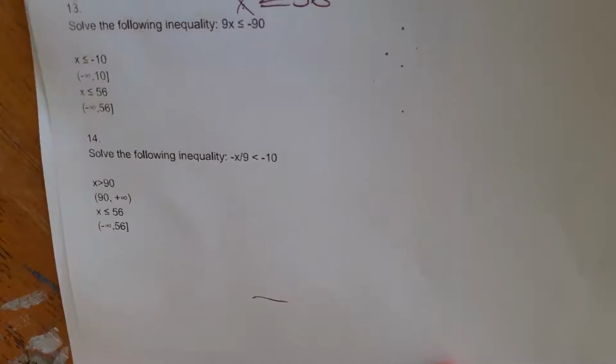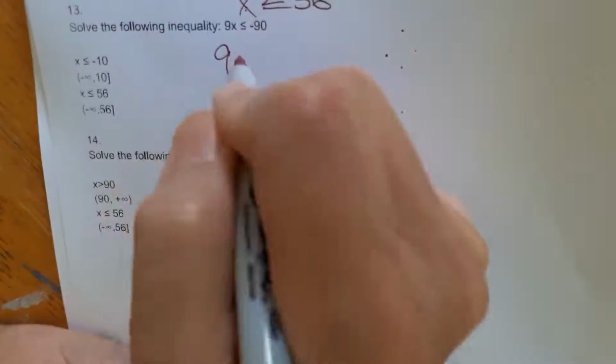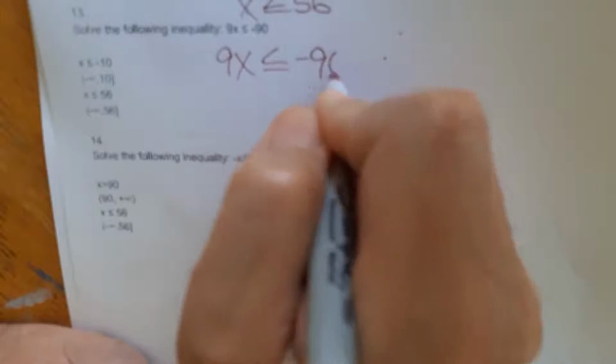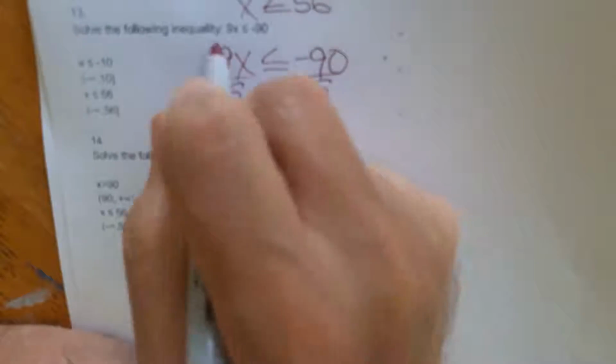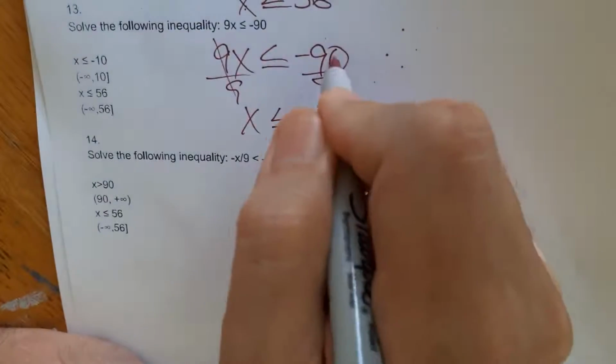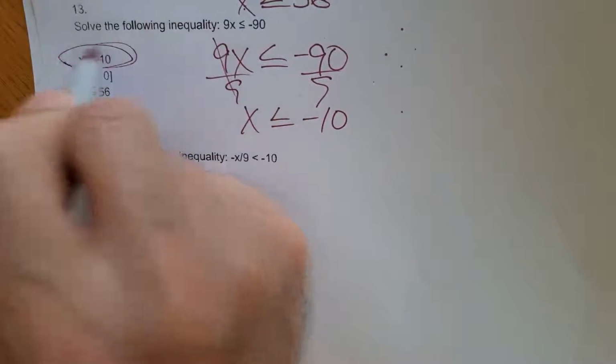All right, let's go to the next. 9x is less than or equal to -90. Divide by 9 on both sides. X is less than or equal to -10.